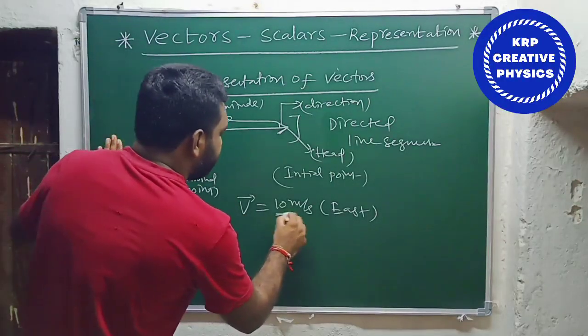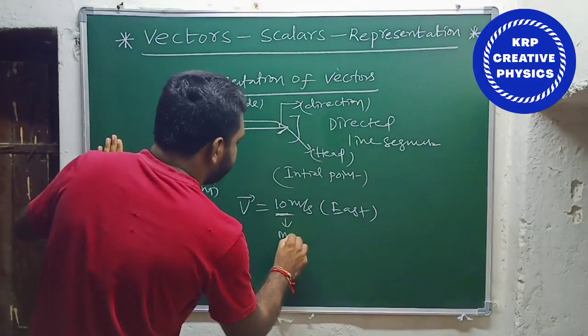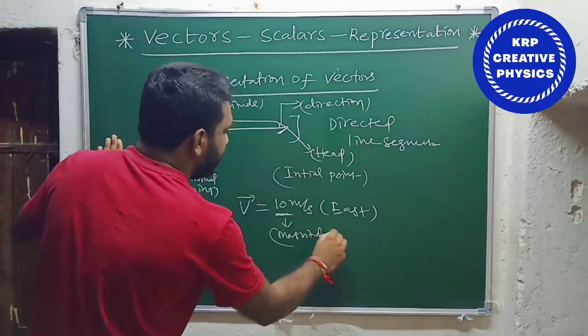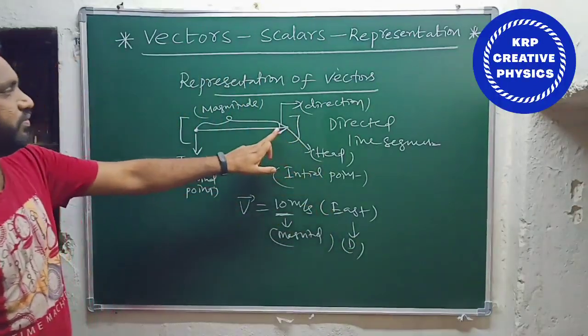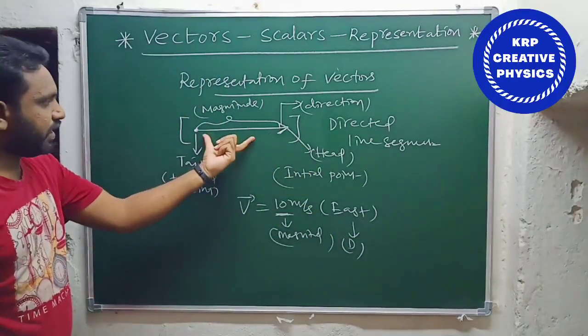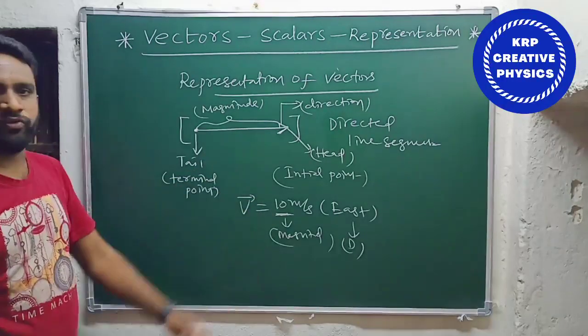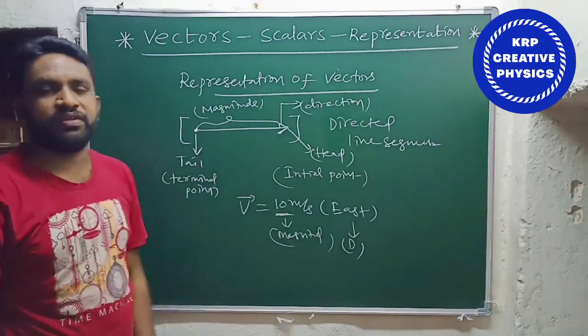This particular 10 represents what here? Magnitude. And east is the direction. This direction is represented with the help of the arrow, and the length of this particular line gives magnitude. So in this way we have to represent vectors.